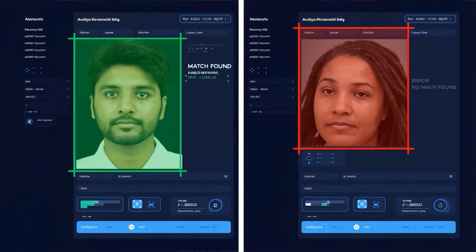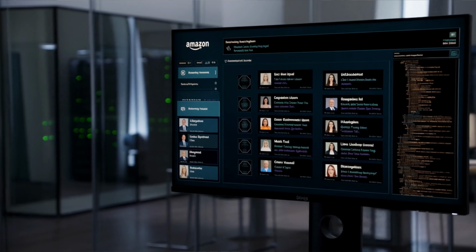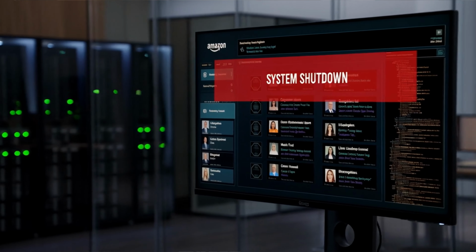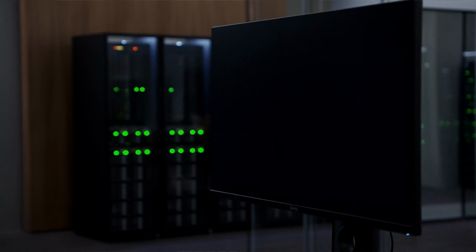In 2018, recruiters reported that Amazon's automated hiring system, which was developed in 2014, exhibited bias against female applicants. The company ultimately scrapped the project after realizing it unfairly penalized women applying for technical roles.